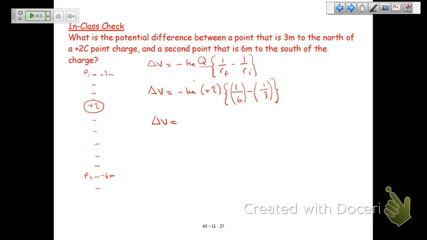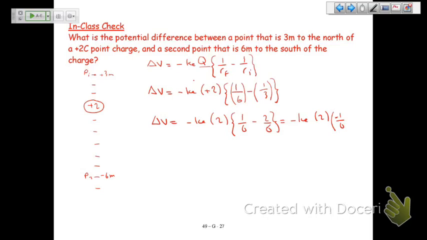Delta V is equal to minus KE times 2 times 1 over 6 minus 2 over 6. Shame on me. I should have made it a different number so it doesn't come out as one of the original factors. When the answer equals one of the two original factors, it's confusing. Minus KE times 2 times 1 over 6.